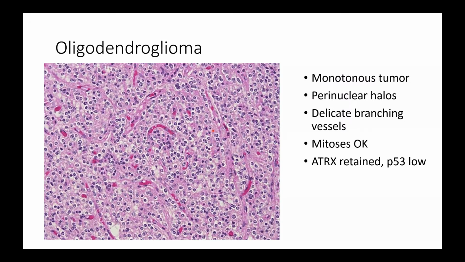For low-grade oligodendrogliomas, sporadic mitotic figures, less than 6 per 10 high-powered fields, are allowed for grade 2. And when including other immunohistochemical panels, usually ATRX is retained and p53 is low. And I'll show you an example of this coming up.